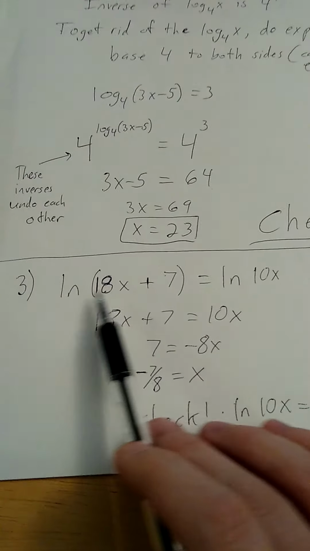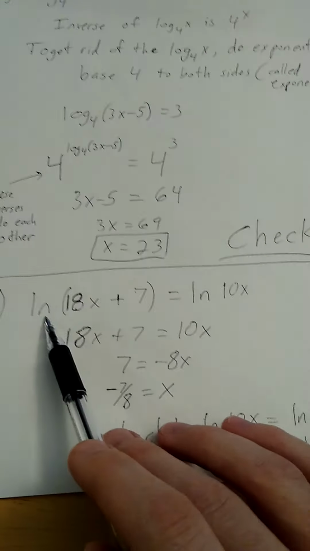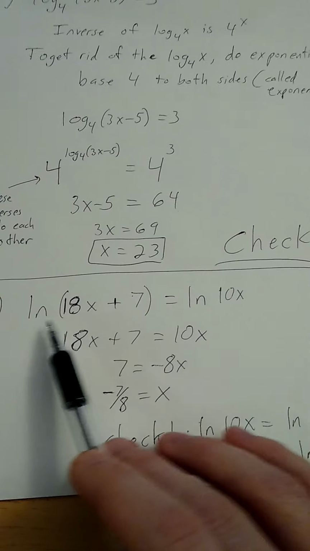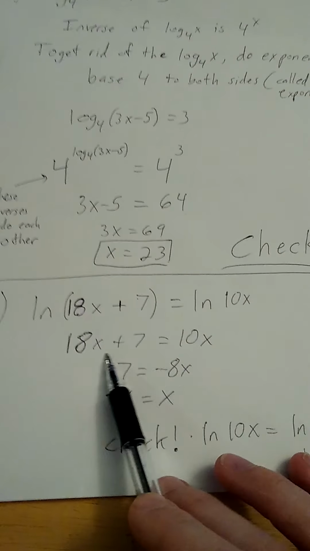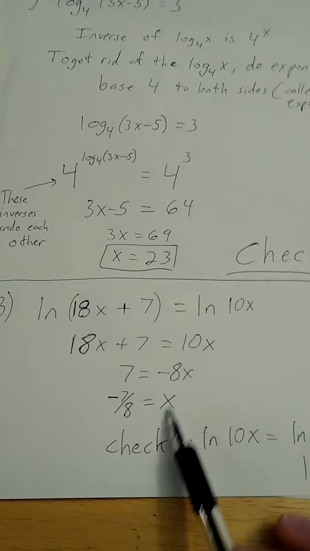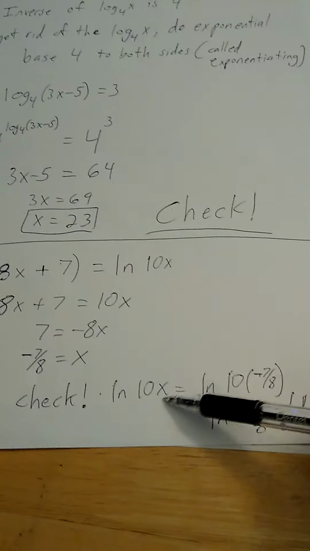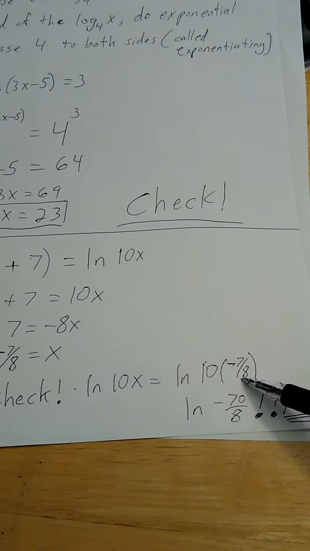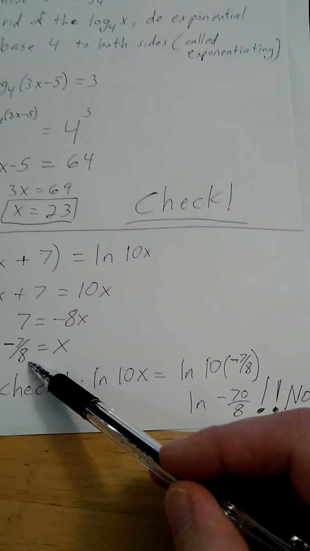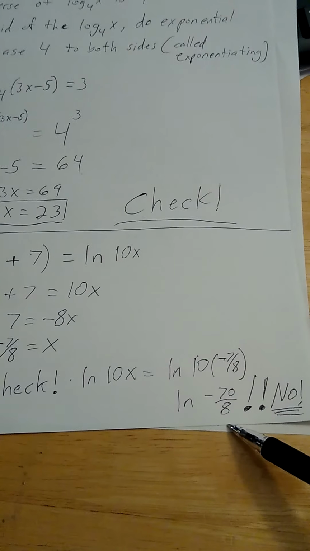Number 3, I have the natural log of 18x plus 7 equals the natural log of 10x. And this is like the first example. Both of these are natural logs, so that means I could just set the two expressions equal to one another. And then when I solve, I get x equals negative 7/8. Now, if I were to plug negative 7/8 into the right side, natural log of 10 times x, 10 times negative 7/8, which is what I'm saying x is, gives me the natural log of negative 7.8.